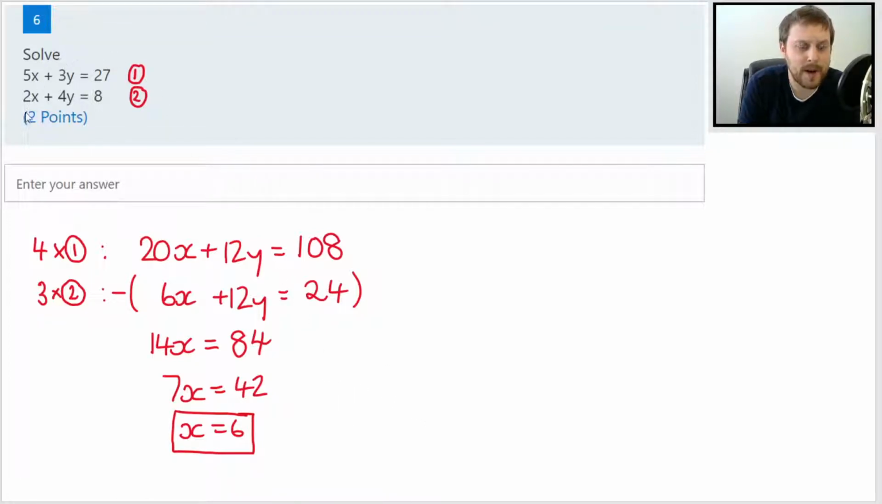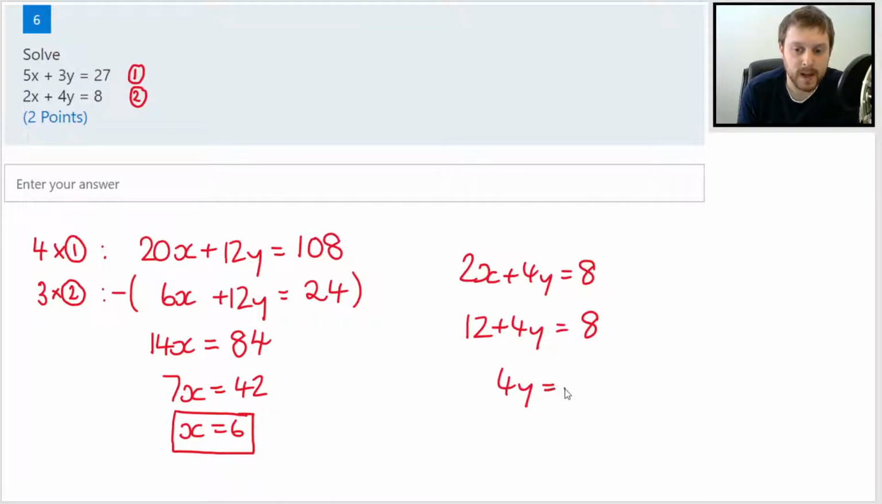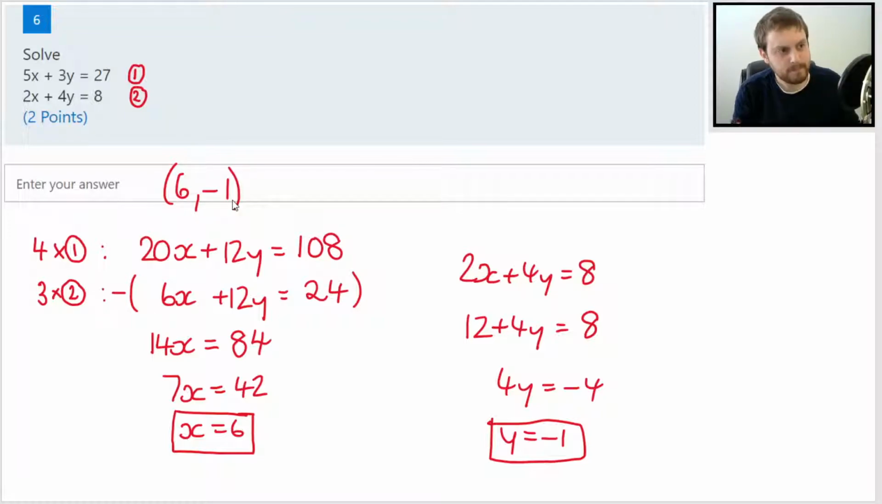And then I might as well substitute it into the easier of the two. So 2x add 4y is 8. 2 times 6 is 12, so 12 add 4y is 8. So this is 4y is minus 4, so y is minus 1. So the answer that I get is 6, minus 1.